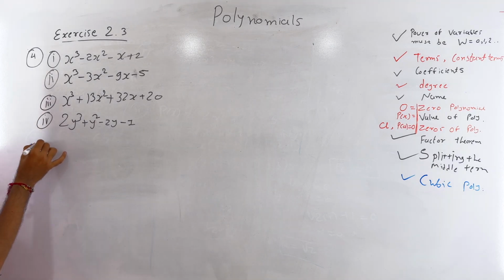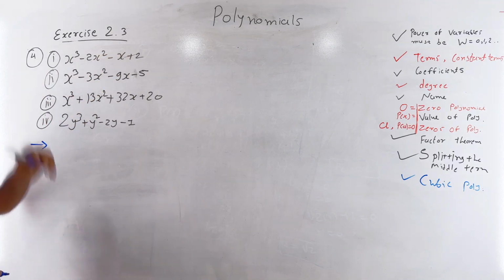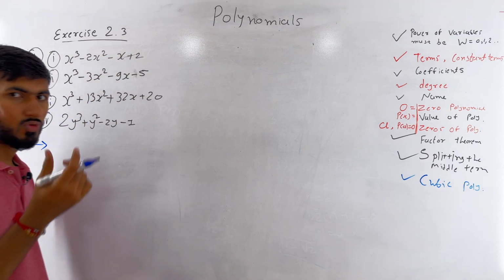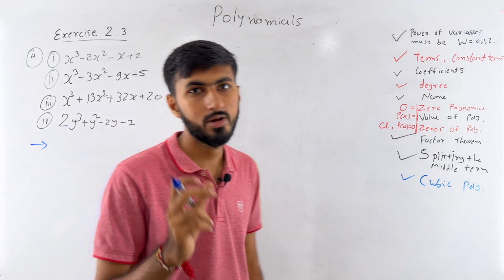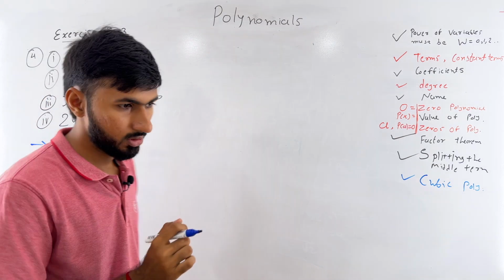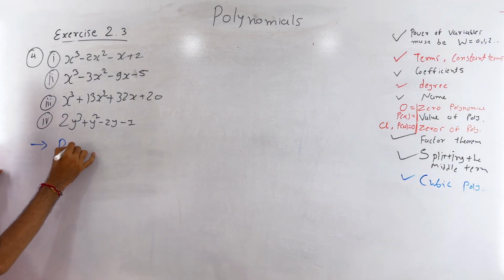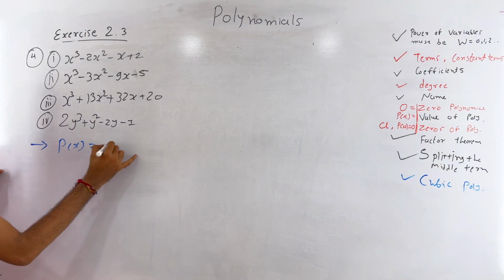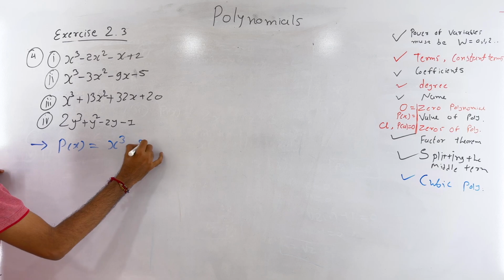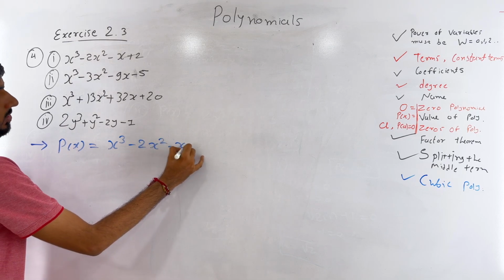So to factorize a cubic polynomial, our first step is we have to find one factor by the trial and error method with the use of the factor theorem, right? So my first question is p of x is equal to x cube minus 2x square minus x plus 2, right?